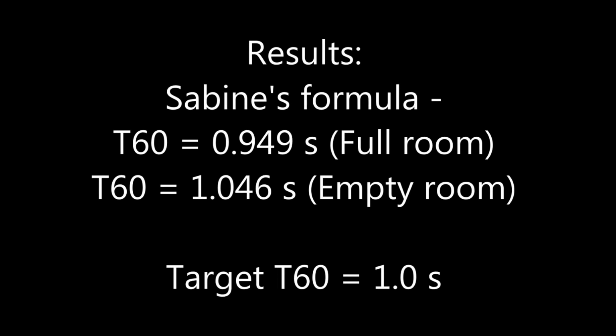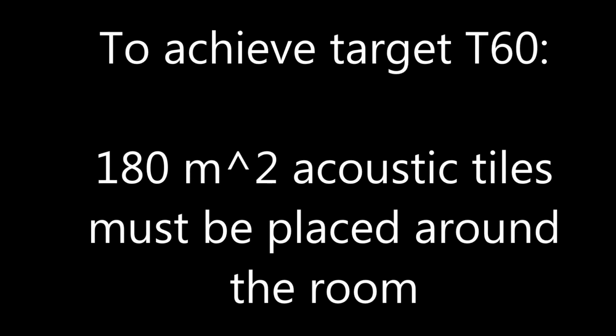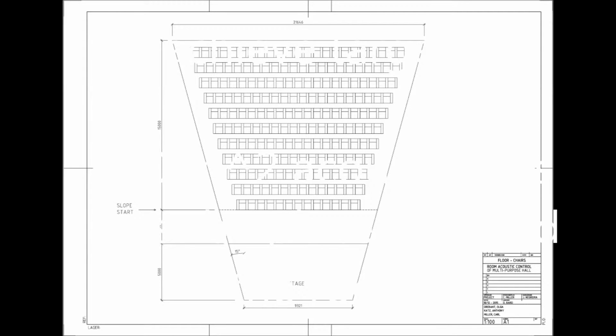Here's our calculated reverberation time for a full room and an empty room. Our target was 1. In order to achieve this range for the reverberation time, a total of 180 square meters of acoustic tiles must be placed around the room.